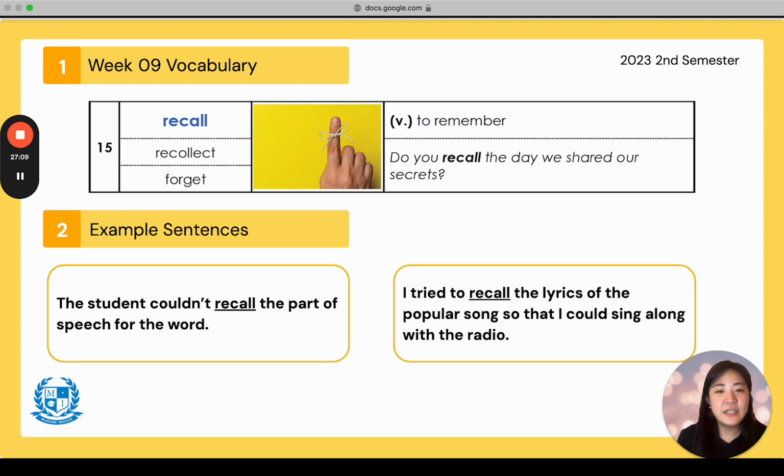Example 2: I tried to recall the lyrics of the popular song so that I could sing along with the radio. So you hear the song, you're like, oh, what were the words again? I don't remember. I have to try to recall, try to remember it. Lyrics here means the words of a song.